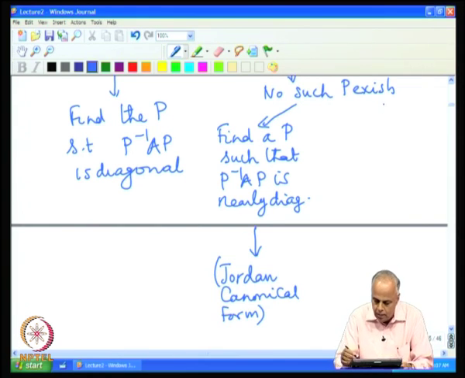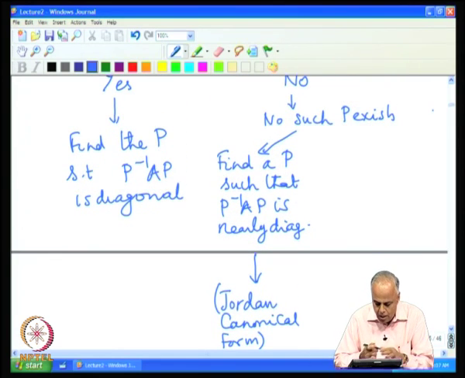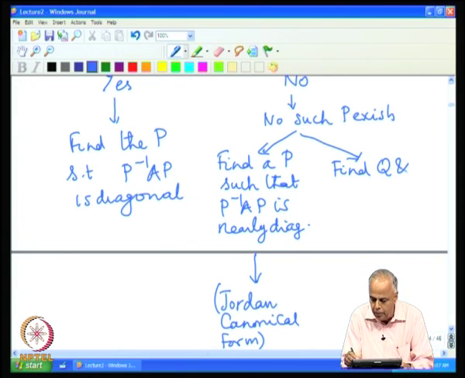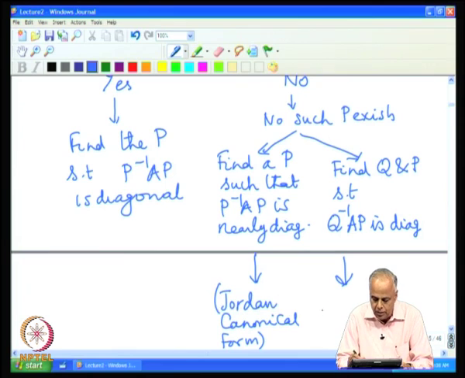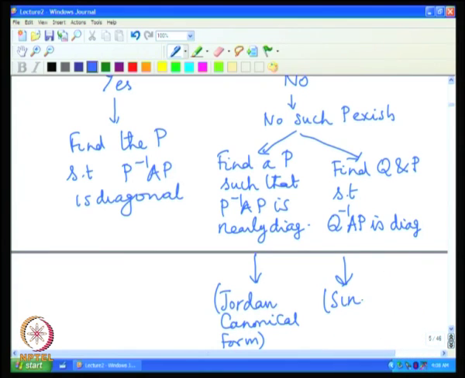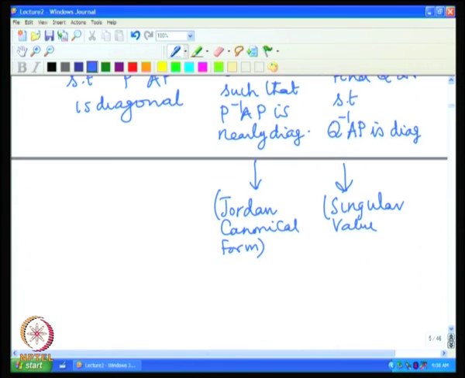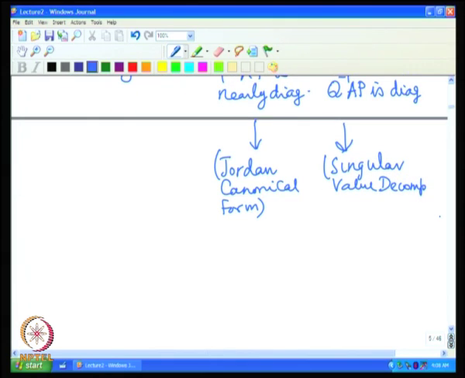On the other hand, there is another option available for us, which is instead of finding one such P, find Q and P such that Q inverse A P is diagonal. We shall see that this leads to what is known as the singular value decomposition of the matrix A.